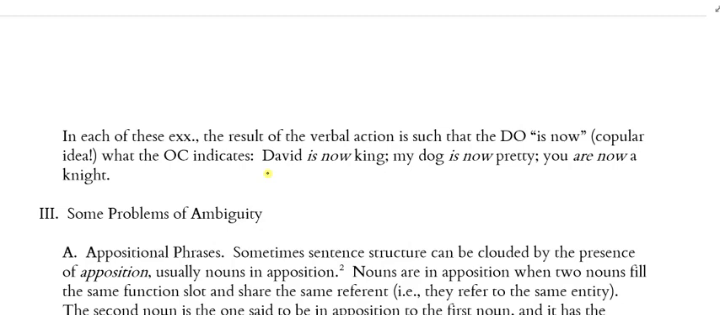Okay? To dub. You can dub tapes, right? That's one meaning of dub. But if you dub someone to be something, then it's going to require three things: a subject, direct object, and an object complement.